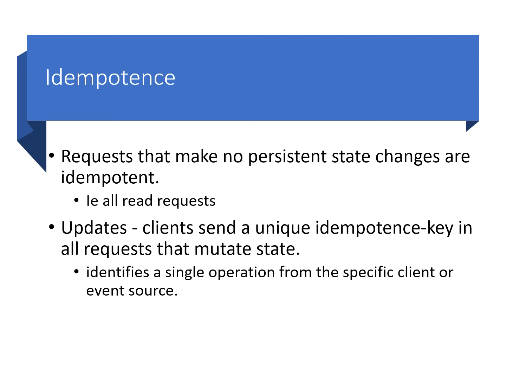Clients include a unique idempotency key in all requests that mutate state. The key identifies a single operation from a specific client or event source. It's usually a composite of things such as a user ID, the session key, unique values such as a local timestamp, a UUID, or a sequence number.